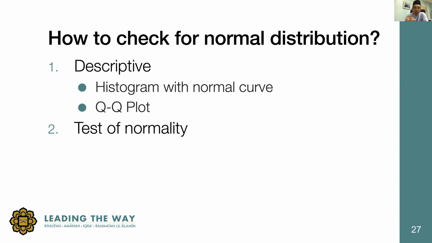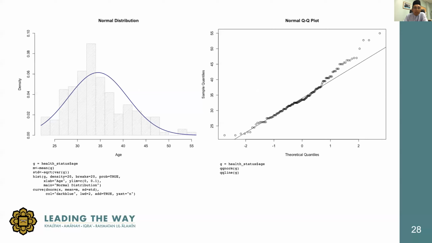For descriptive, you look at the histogram with a normal curve, or since Dr. Adil will teach you about R, you will look at the QQ plot. Something like this one. This is the script you will later learn in Dr. Adil's class using R code. So you can get the histogram distribution, and then you look at the line curve, and from this you decide whether it is normal or not normal. Just describe, very subjective.